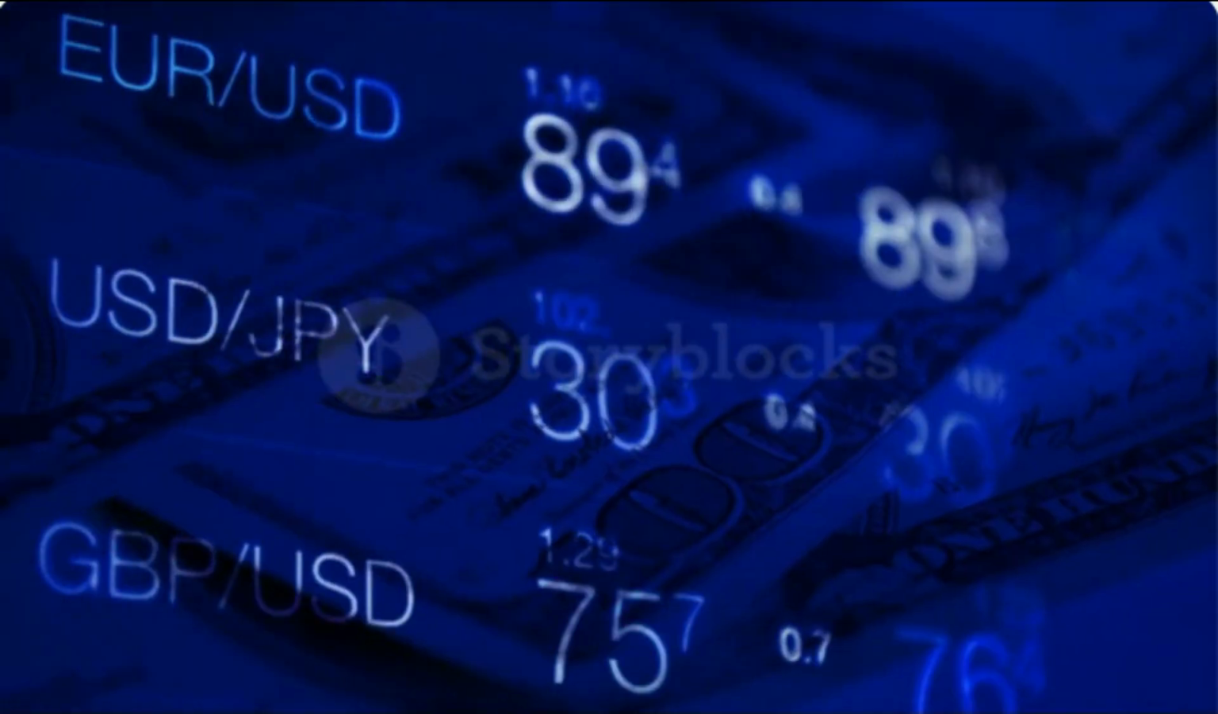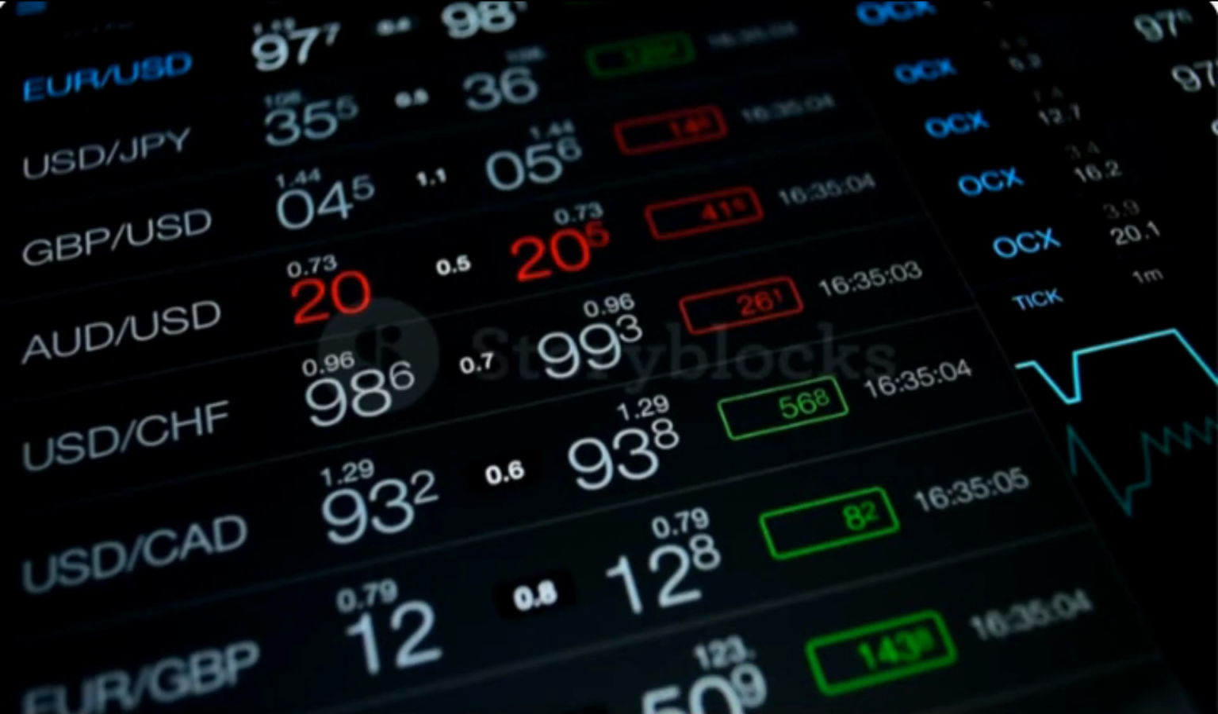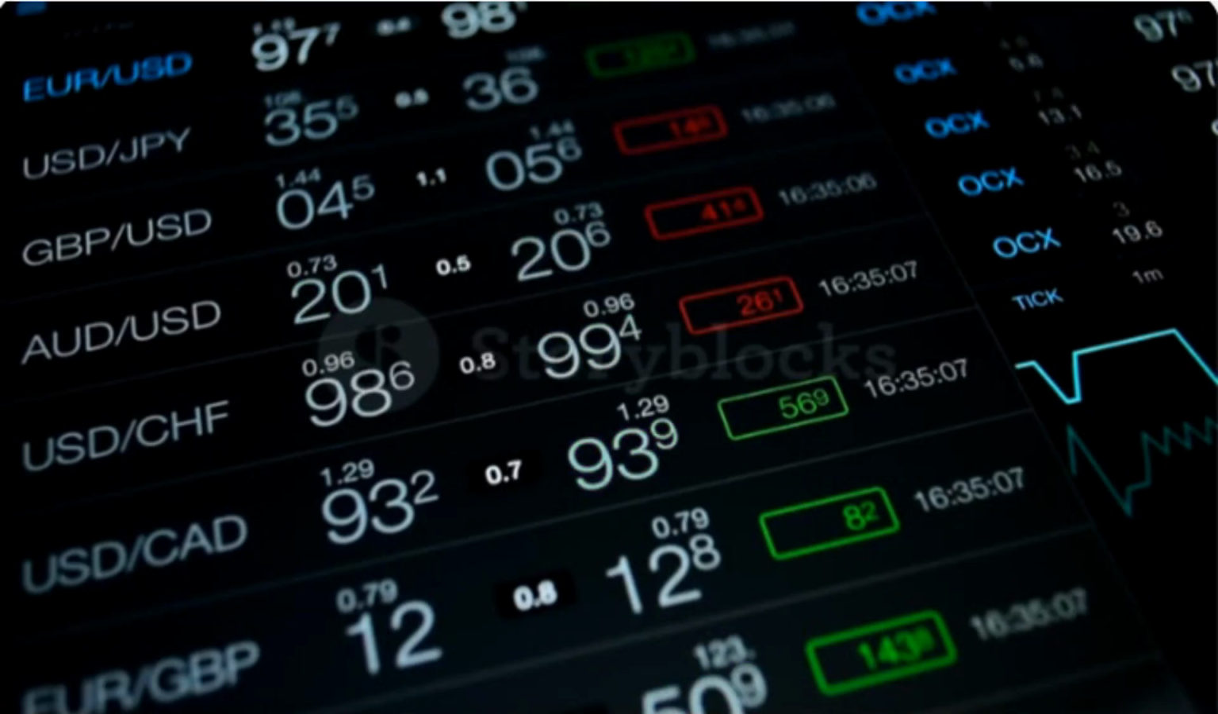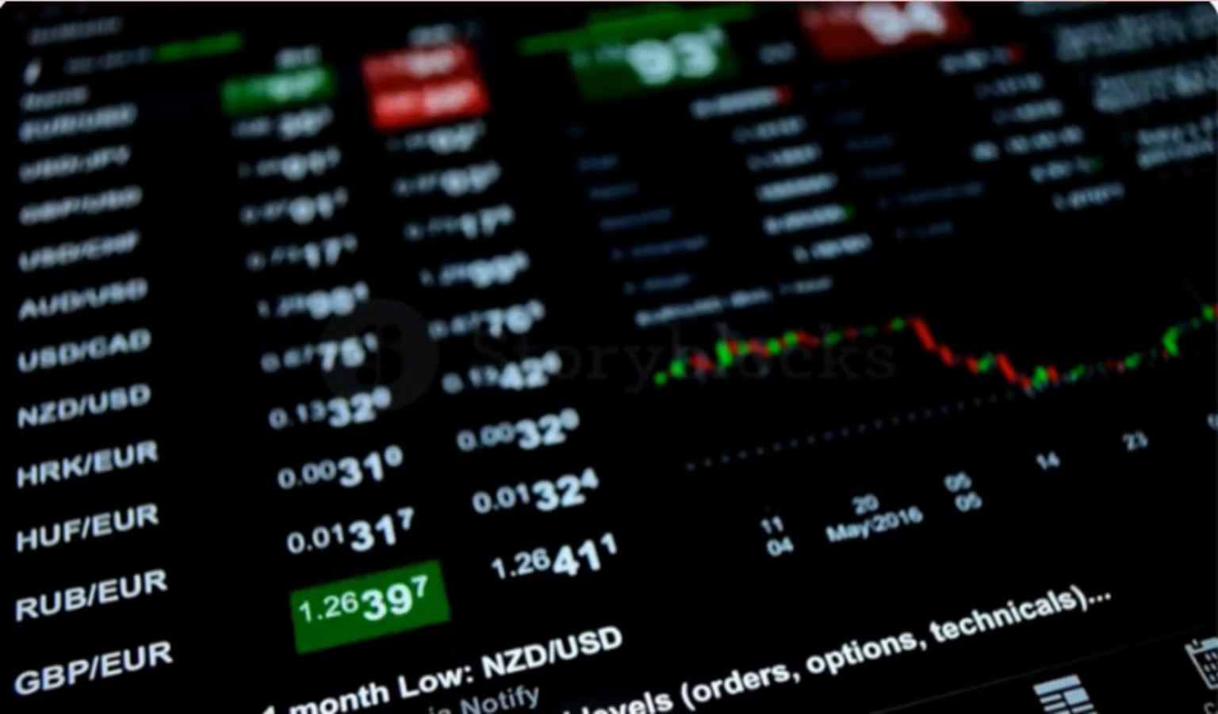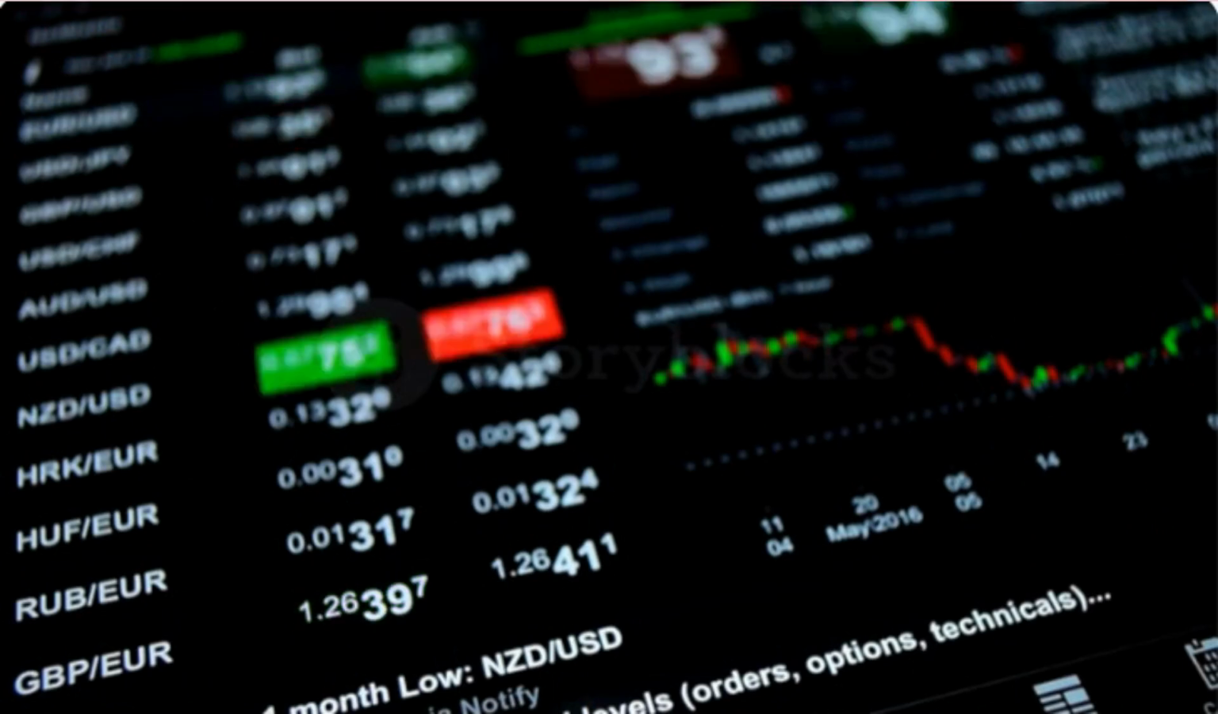What are Forex indicators? Let's start from the beginning. Forex indicators are simply mathematical calculations applied to the price of a currency pair. They don't move the market. They don't create price action. Instead, they interpret what's already happening and present it to you in a way that's easier to read.